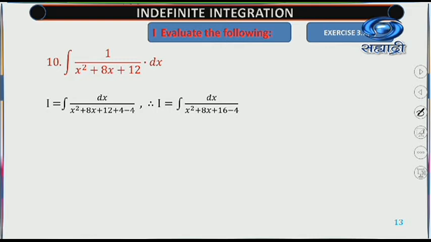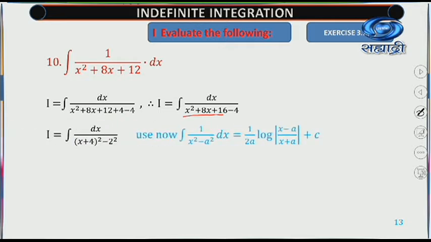Now look here, by my method I know that it is 16. Now you are in 12th standard, so you know the square of the last term. So you will get plus 12 plus 4 minus 4. Simplifying, it is dx upon x square plus 8x plus 16 minus 4. Now this is a complete square. So this gives you the integral of dx upon x plus 4 bracket square minus 2 square.